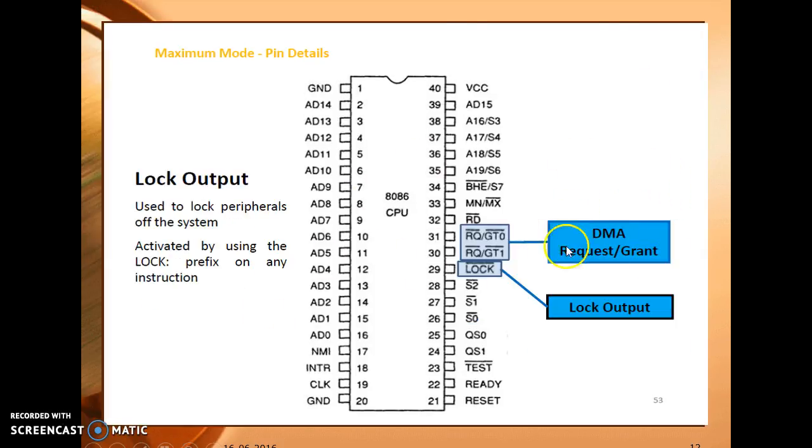Now maximum mode. Maximum mode is used for multiprocessor communication. In a multiprocessor system we are going to have the DMA process. For that we have two pins, 31 as well as 30: RQ/GT0 and RQ/GT1. RQ is called the DMA request, and GT is called the DMA grant. So we have two channels here. Then the lock output is used to lock the peripherals of the system, activated by using the lock prefix on any instruction.